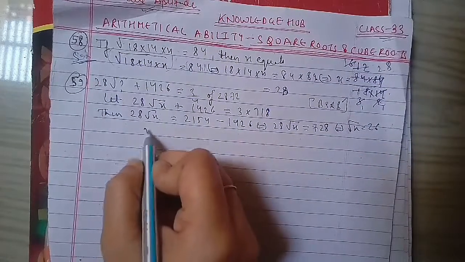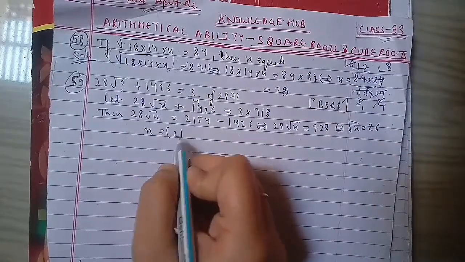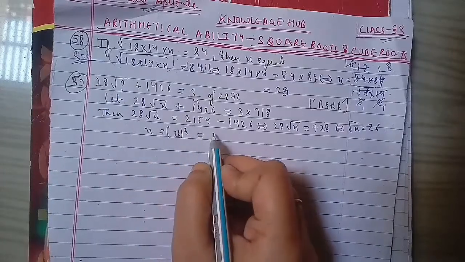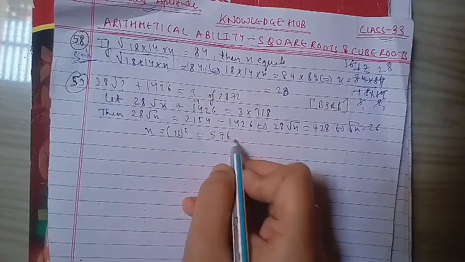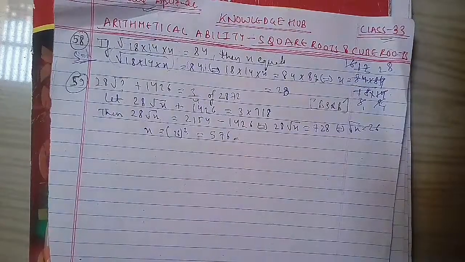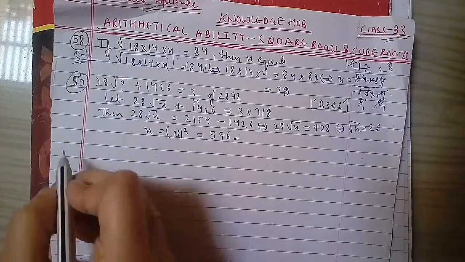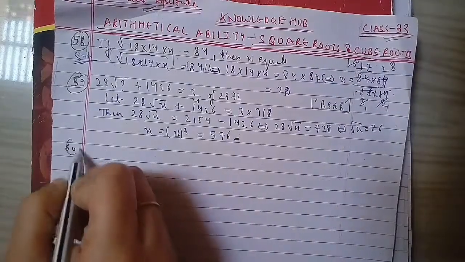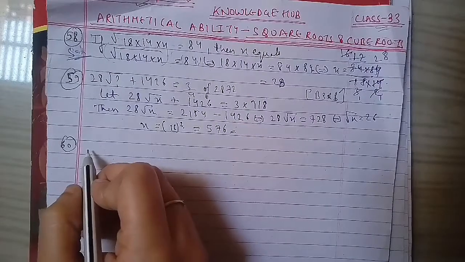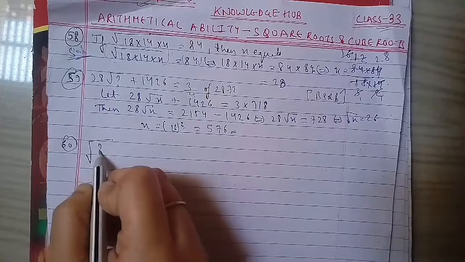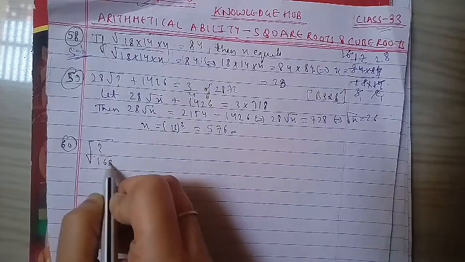We'll go ahead further with another new question, the 60th question of the session. The question is 4 under root question mark upon 169 equals 54 upon 39, and the options for this are 108, 324, 2916 and 4800.